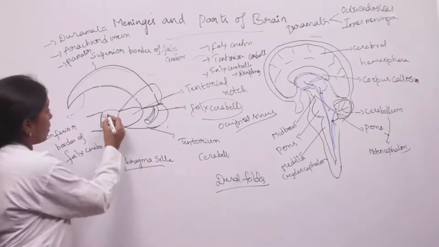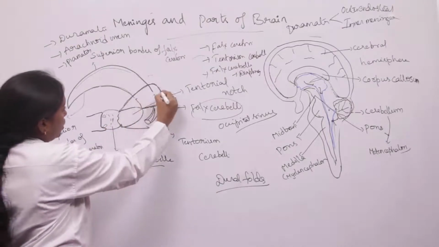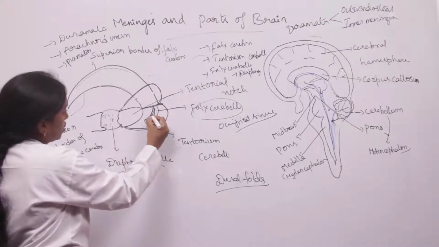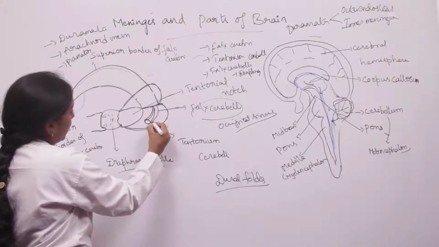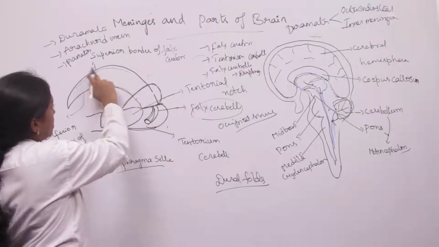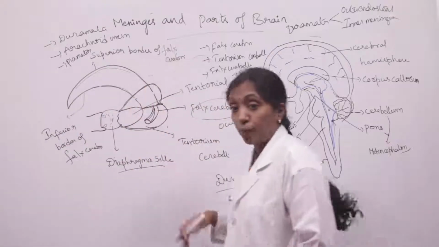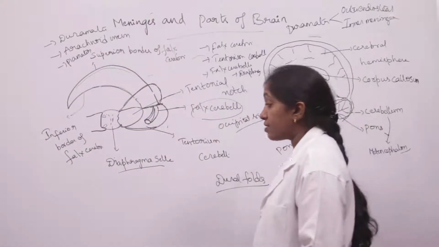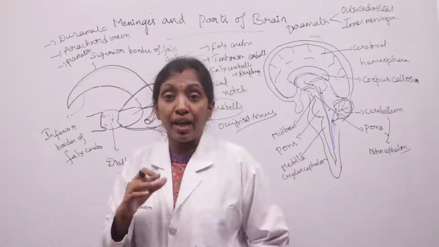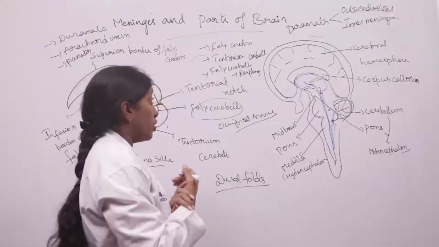Here is the diaphragma sellae, this is the tentorial notch, and this is the tent-shaped one. This is the tentorium cerebelli, and here we have the falx cerebelli. This is the foramen magnum. This is the falx cerebelli which encloses the occipital sinus, and this is the falx cerebri, which encloses the superior sagittal sinus, inferior sagittal sinus, and straight sinus. Okay. So that's about the cranium, and this is about the outer endosteal and inner meningeal layer of the dura mater.